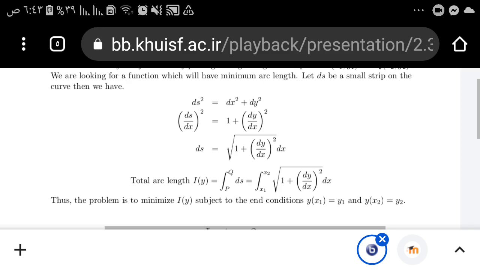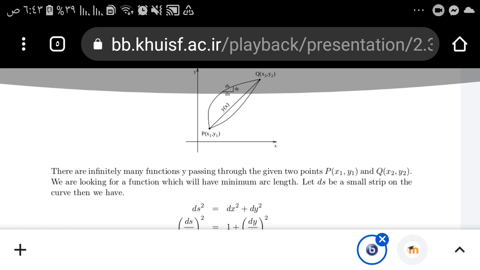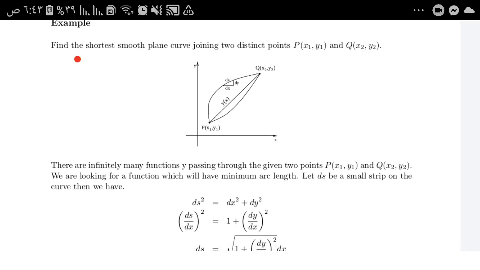Before lecture 2, consider this simple example.